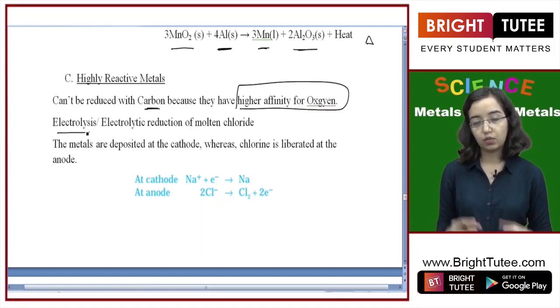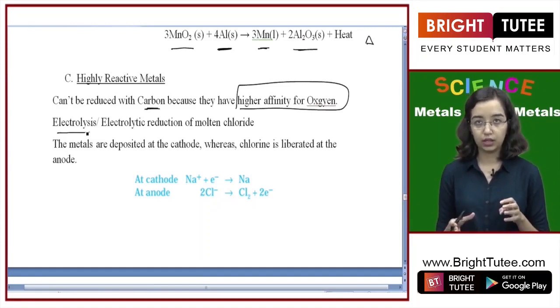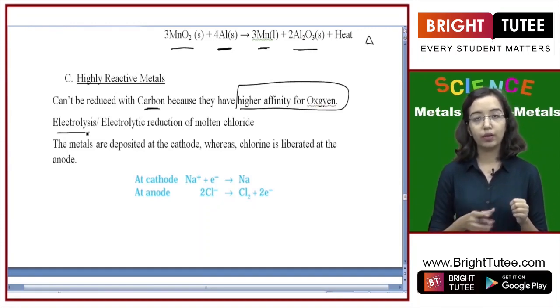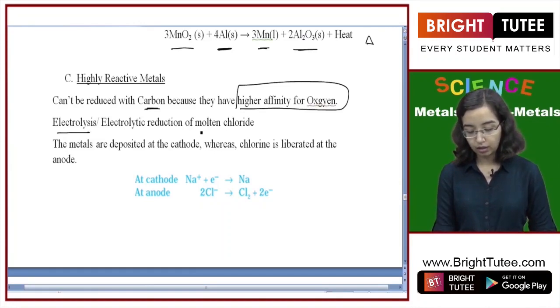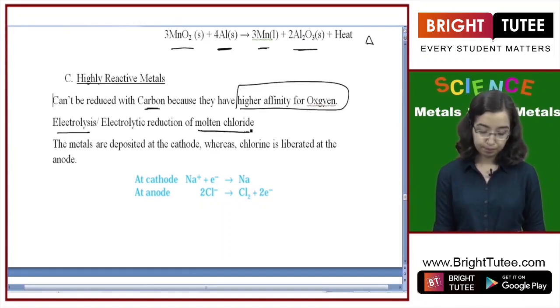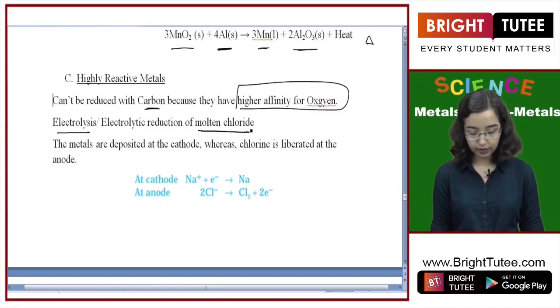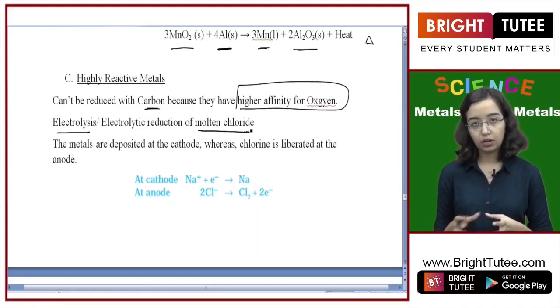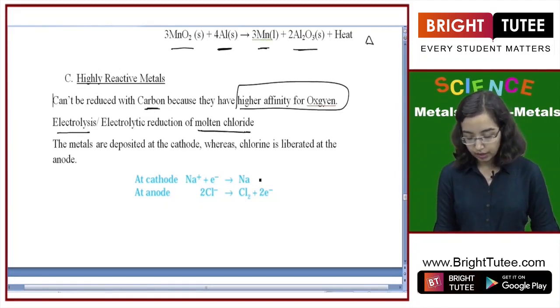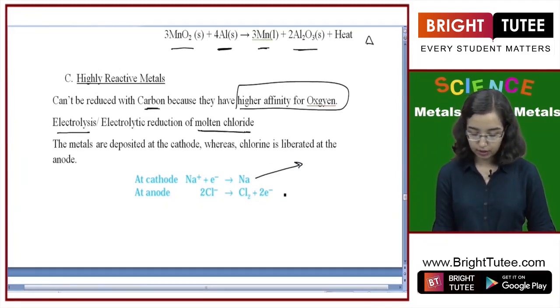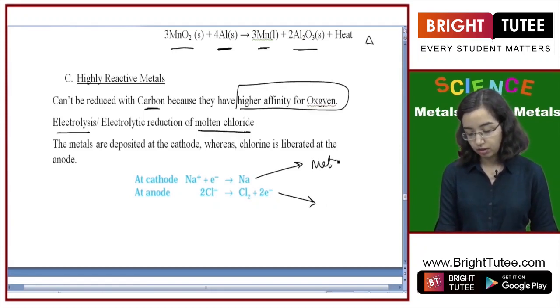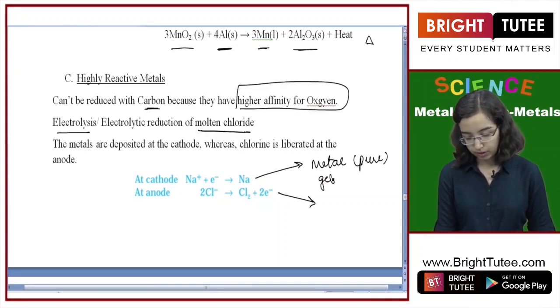So electrolysis means breaking of something in the presence of electricity. We convert the ore into molten form, and we use the molten chloride form. This is one example given here, that when we convert the ore into a molten form, in liquid form, then at the cathode the metal gets deposited and at the anode the gas of chlorine is released. So the metal, which is in pure form, gets deposited here.